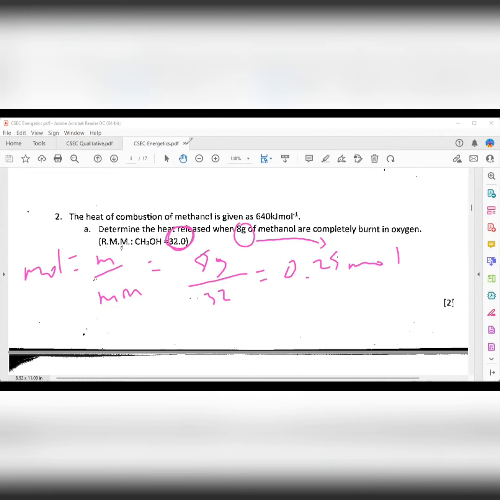They're saying 1 mole of methanol is equal to 640 kilojoules. Kilo means times 10 to the 3 joules. So how much would 0.25 moles produce? That's what they're really asking you. So all you need to now do is multiply 640 times 0.25. And that is going to work out to be 160 kilojoules. Okay, so it would be X, of course, and then you cross multiply.